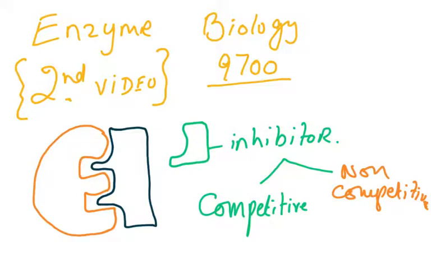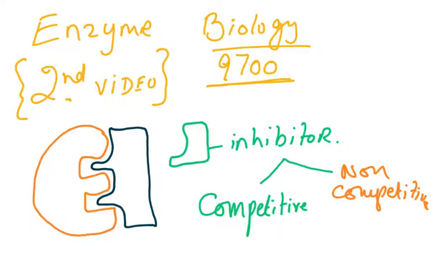Start the second video on the chapter on enzymes. Now this is biology 9700 and this is the chapter on enzymes, which is the third chapter. Basically what we want to discuss in this is what are inhibitors. This is one component of the chapter which has not been covered.